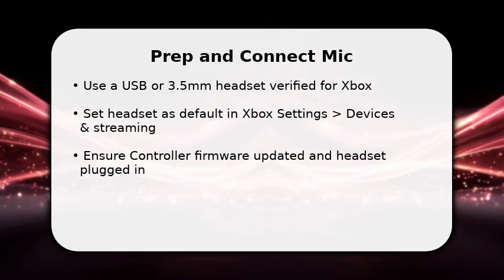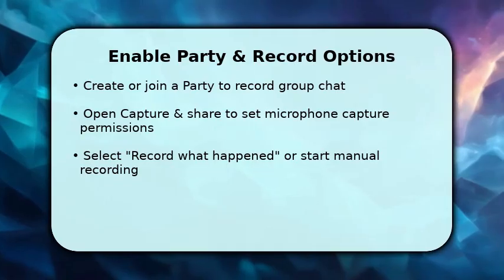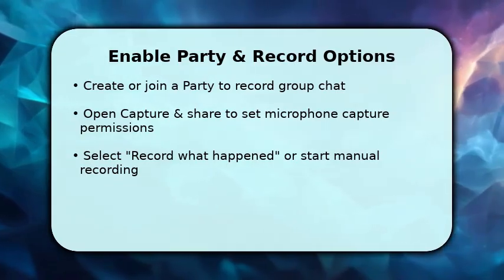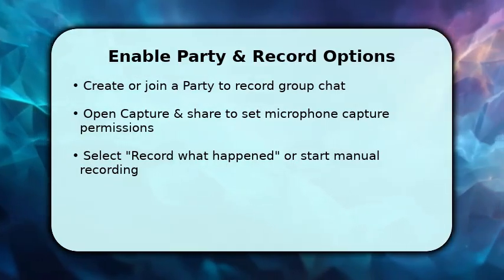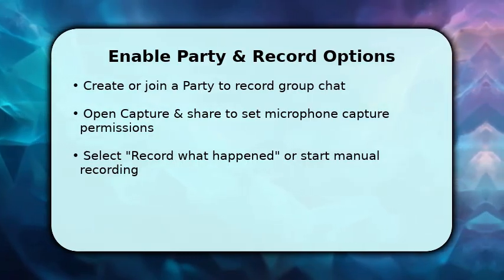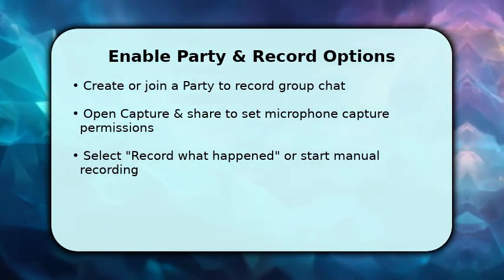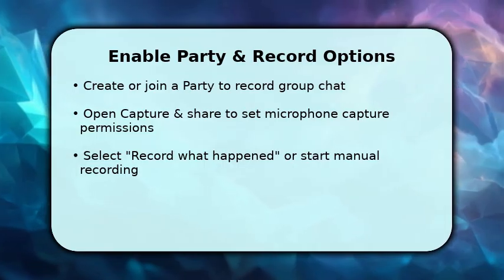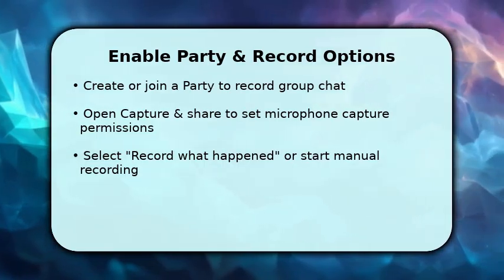voice. Next, you create or join a party if you want group chat captured, because game clips only record local chat by default. Once in the party, go to Capture and Share and set microphone capture permissions so the Xbox records your voice. This controls whether party audio is included.